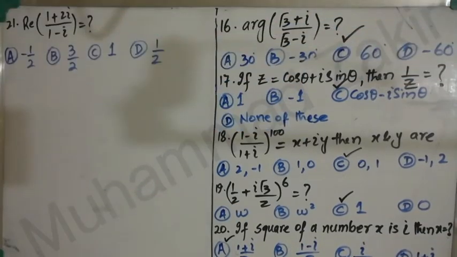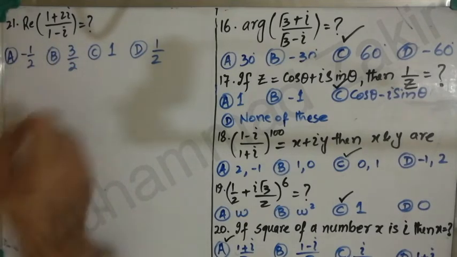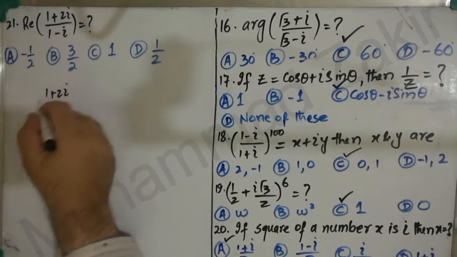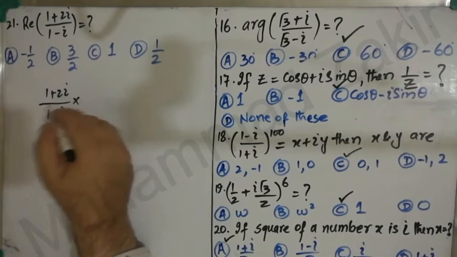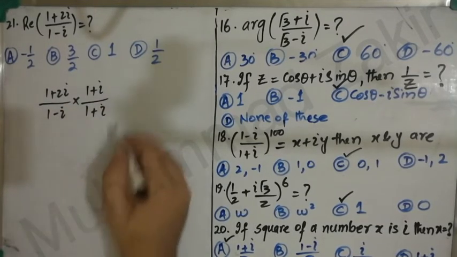The next question: real part of this complex number. We have to find this complex number in x + iy form or a + bi form. So how can we do it? (1 + 2i)/(1 − i). We have to multiply and divide by the conjugate. Conjugate is 1 + i. We multiply and divide by its conjugate. What is it?